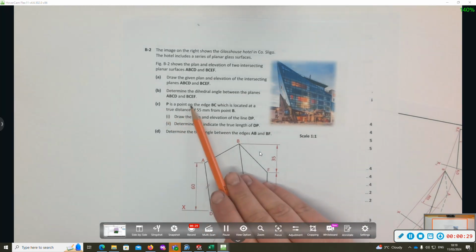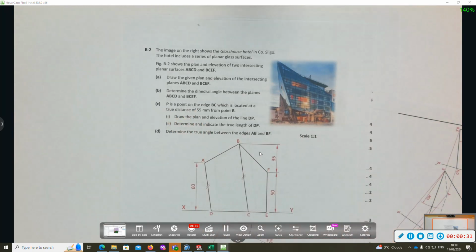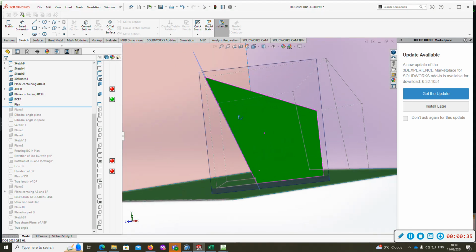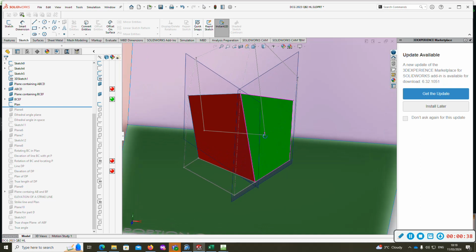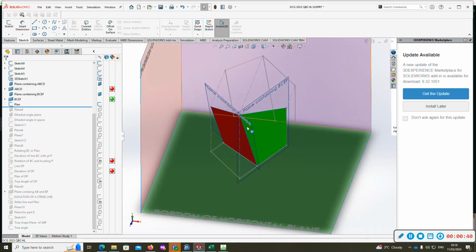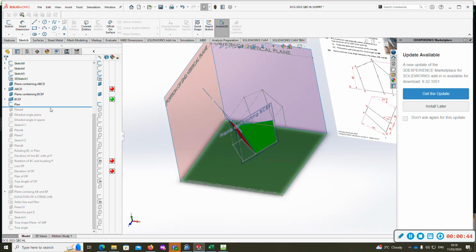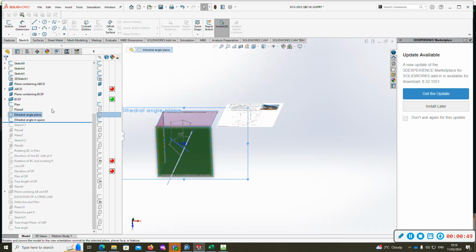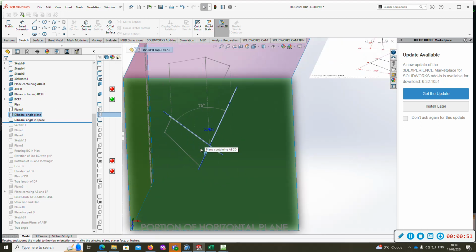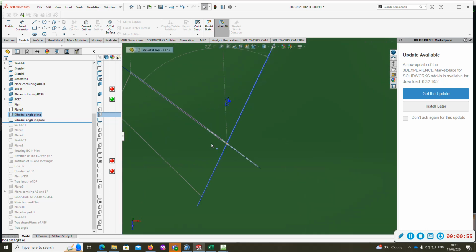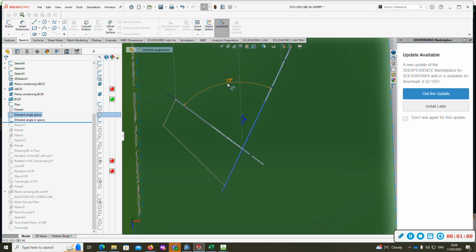Part C, we'll talk about in a few moments. We'll have a quick look in 3D. So what it's looking like, there's the two planes and the two surfaces. We've got our elevation there, we've got our plan view, and we have to find the dihedral angle between them. We need to look along the line of intersection, BC, and get both planes projecting as edge views, and then we'll see the dihedral angle between them.